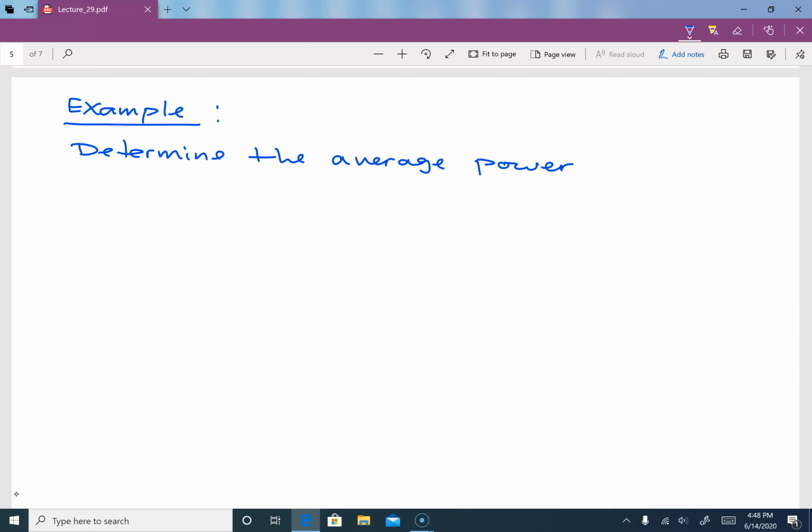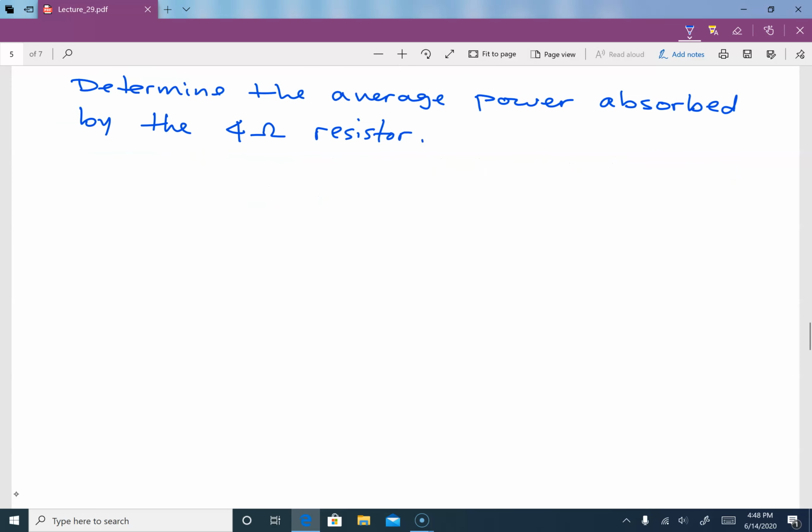So let us go over an example. We would like to determine the average power absorbed by the 4 ohm resistor. And this is our circuit here. That is 4.